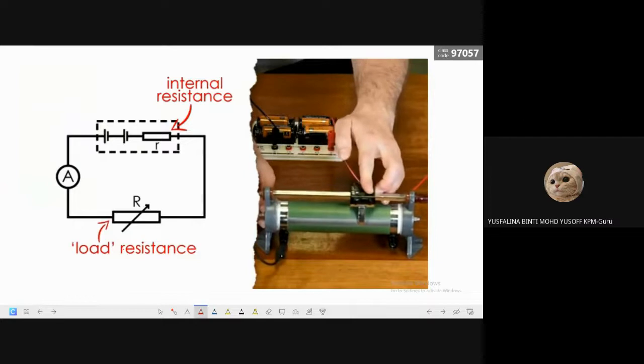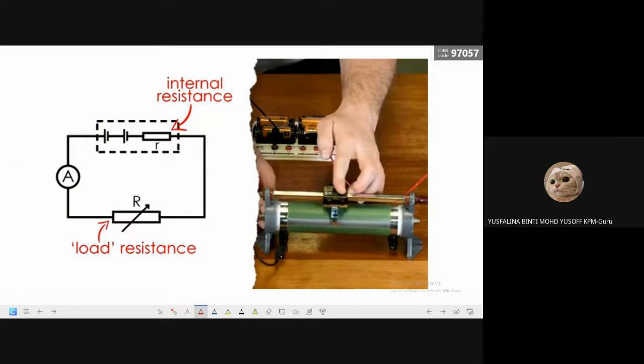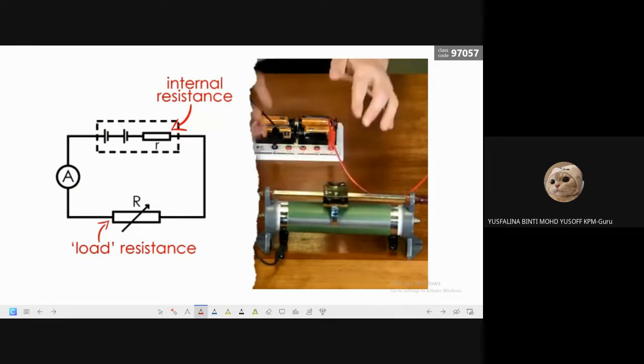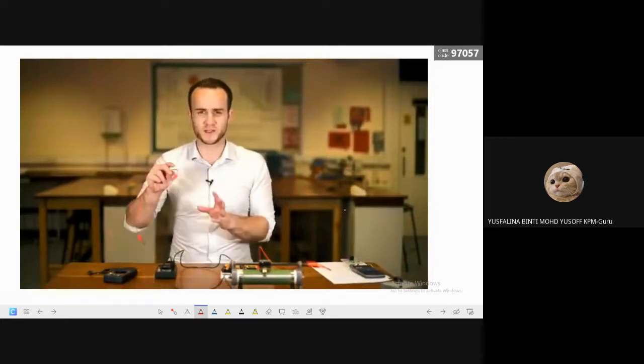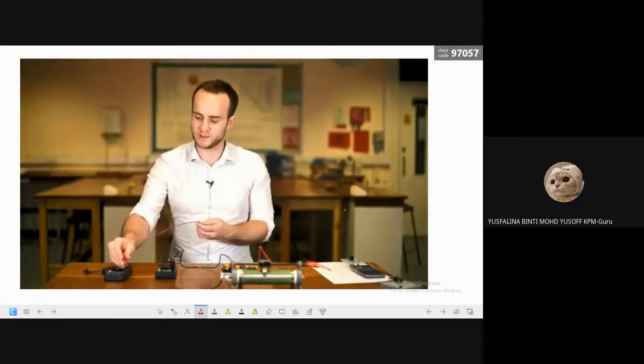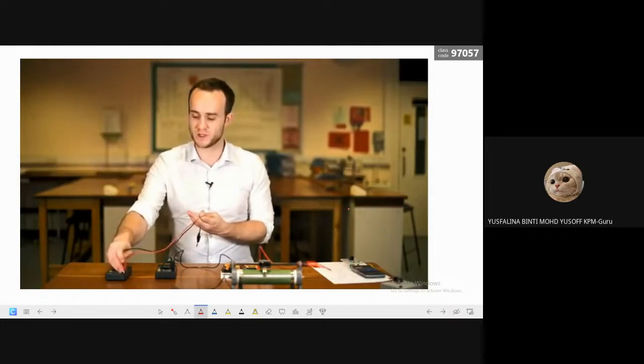Actually, in our lab we use a bulb, right? But in this one they put the load as a rheostat, a rheostat as a resistor. In the lab we use a bulb because we want the resistance to be constant.